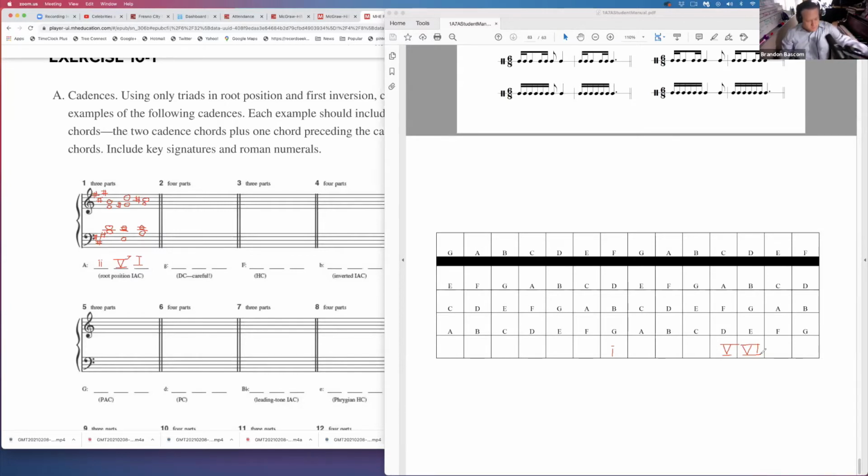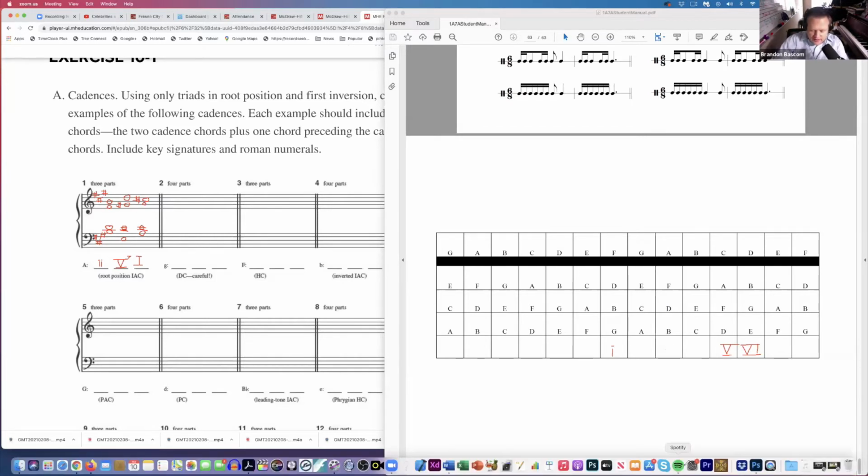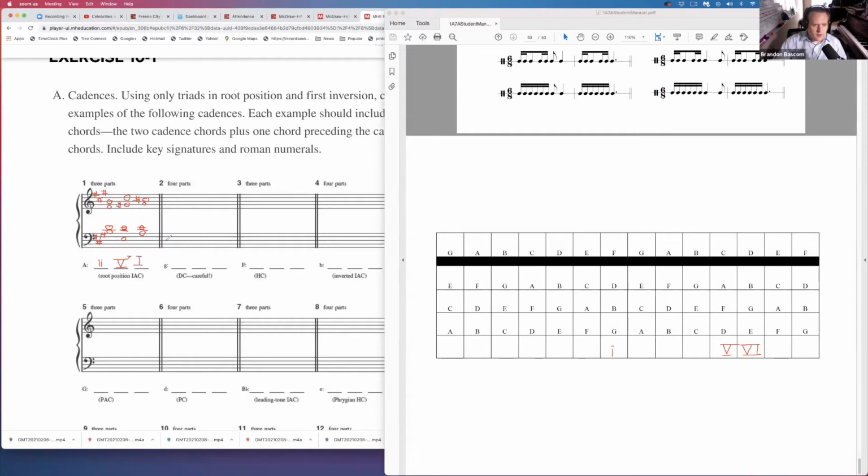So let me draw that up. What they're saying is, we know we're going to go 5 to 6, correct? And they're both going to be major.